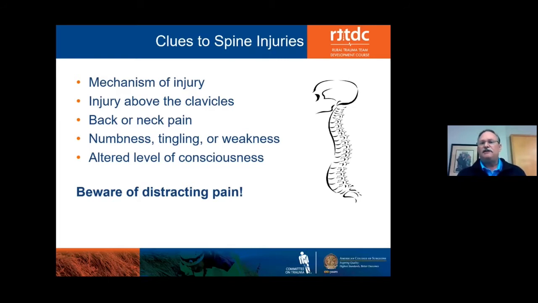If you have someone that's got a femur fracture or a pelvic fracture or a bony fracture, it is very, very painful. It might be so painful that they may not notice or may not clue in that they have a cervical spine fracture or a thoracic or a lumbar spine fracture just because of the femur fracture. So that distracting pain should clue you into, okay, they have a spine injury until proven otherwise.